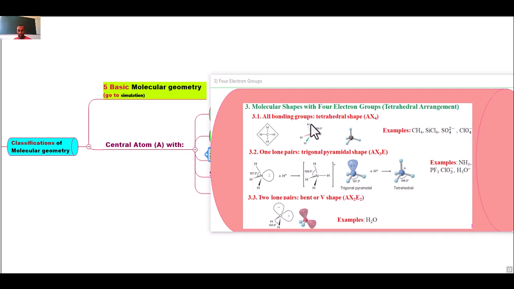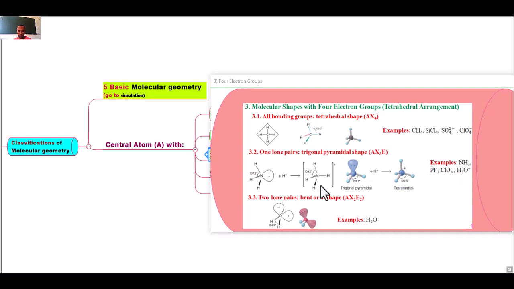In this case, if the central atom is surrounded by 4 atoms and there is no lone pair on the central atom, such a molecule is called a tetrahedral molecule. But if the central atom is surrounded by 3 atoms and there is one lone pair on the central atom, such a molecule is considered a trigonal pyramidal molecule. Example, you can take these examples.